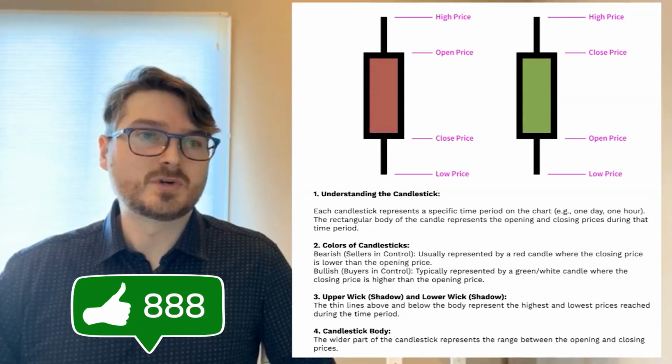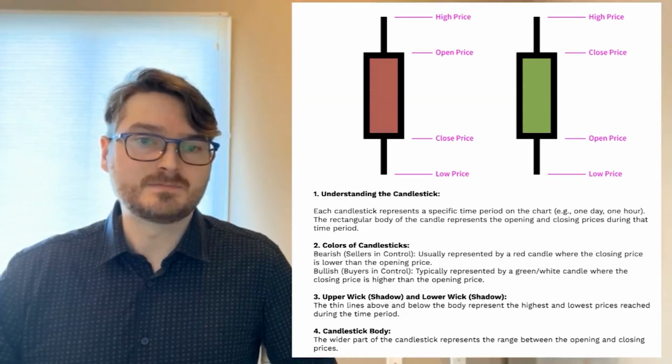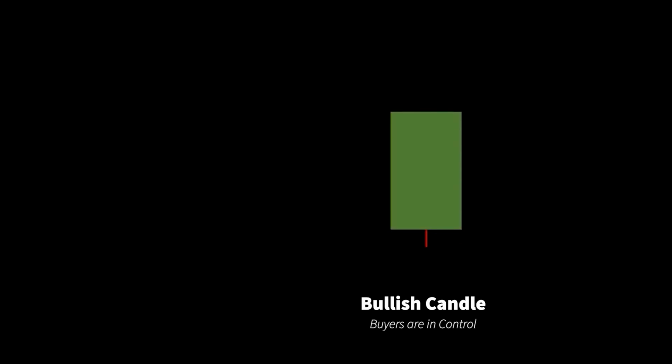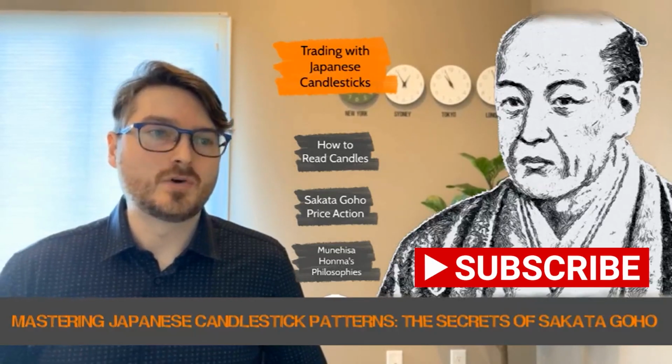Now guys, I'm going to show a quick animation so you can see how the candlesticks are formed in action. Okay, we're going to start with an animation of a bearish candle. So now price has opened up to form the upper wick, and now the body of the candle's coming down. It forms the lower wick and then closes slightly above. Here's the bullish candle. Now price opens, goes to the lower wick, the body goes up, hits the upper wick, and then it comes down and closes. Okay guys, now let's take a look at the Sakata Goho price action.